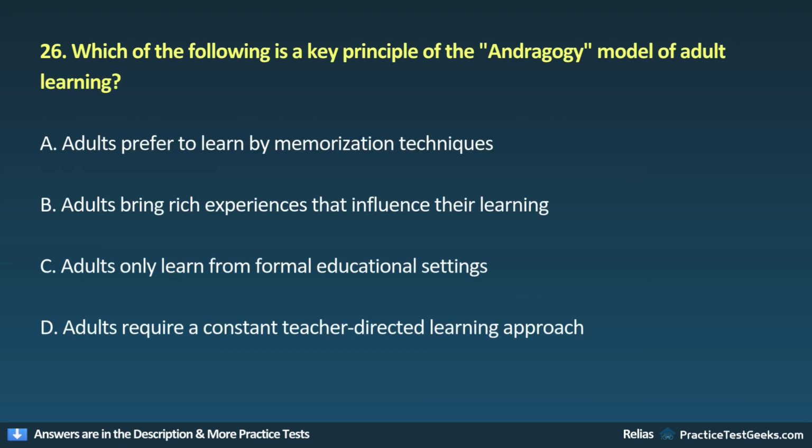26. Which of the following is a key principle of the andragogy model of adult learning? A. Adults prefer to learn by memorization techniques. B. Adults bring rich experiences that influence their learning. C. Adults only learn from formal educational settings. D. Adults require a constant teacher-directed learning approach.